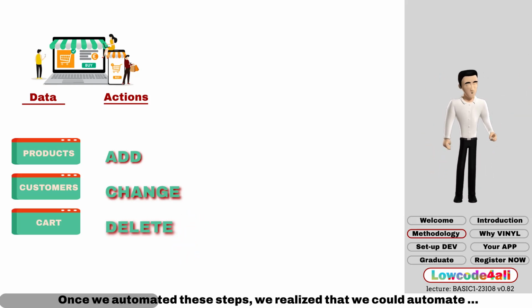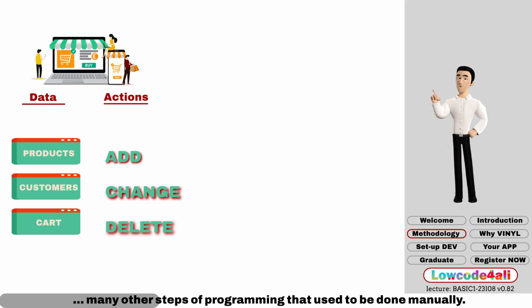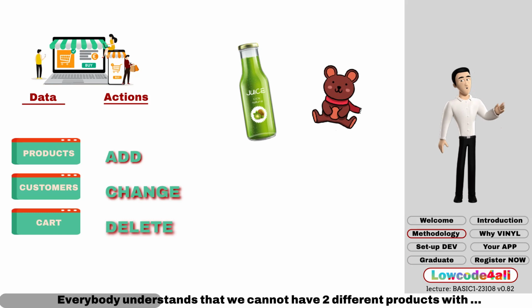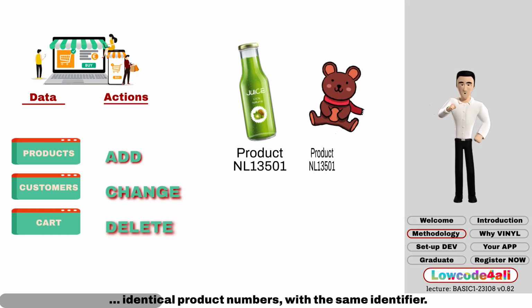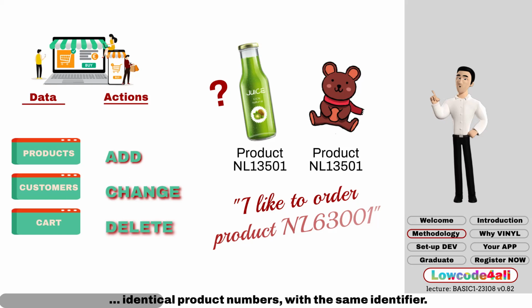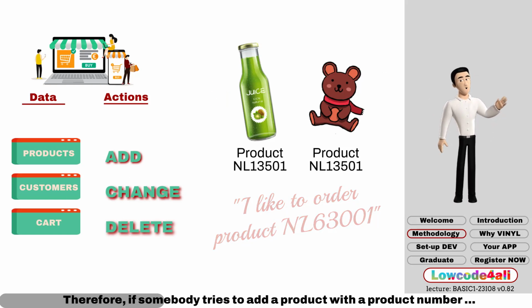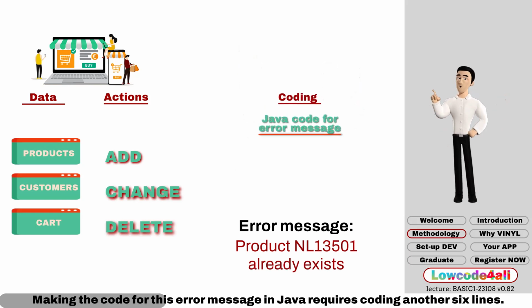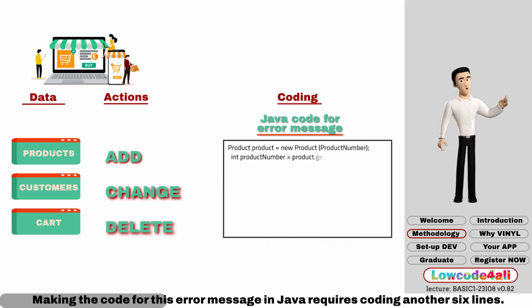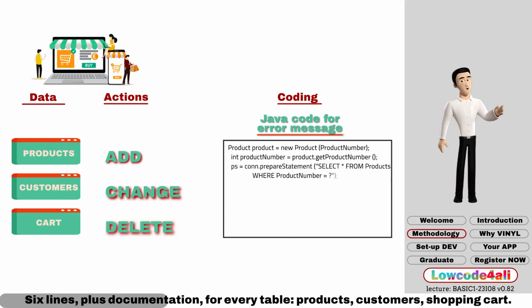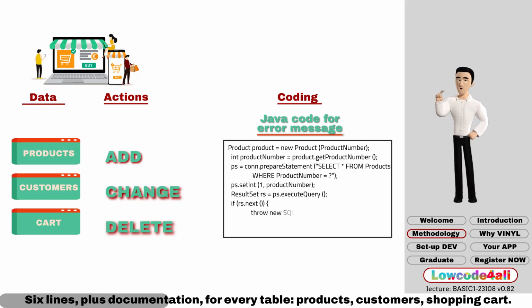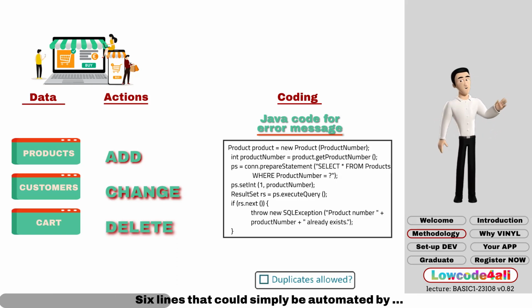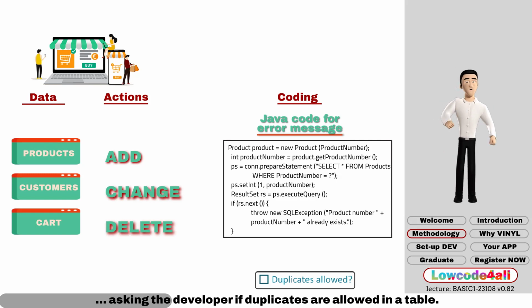Once we automated these steps, we realized that we could automate many other steps of programming that used to be done manually. For example, everybody understands that we cannot have two different products with identical product numbers, with the same identifier. Therefore, if somebody tries to add a product with a product number that is already in use, an error message must appear. Making the code for this error message in Java requires coding another 6 lines. 6 lines, plus documentation, for every table, products, customers, shopping cart. 6 lines that could simply be automated by asking the developer if duplicates are allowed in a table.